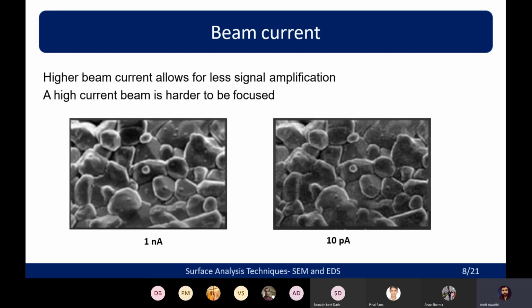That's why FE, field emission SEM, is very good, because in that we operate at a very low current and we get very good resolution, high quality images. So this is a main problem with SEM also. If you increase the beam current, it's very hard to focus, but if you decrease it, there are many unwanted signals you can get in the image you captured.